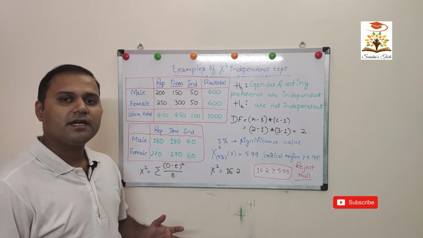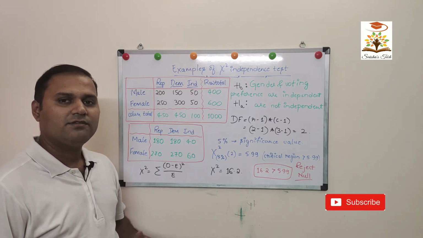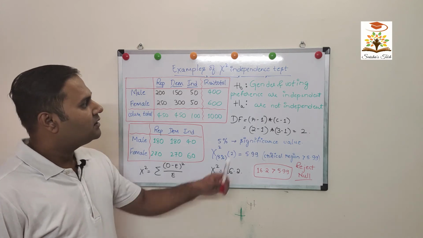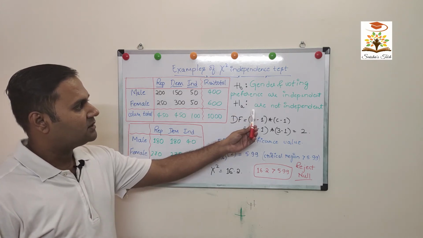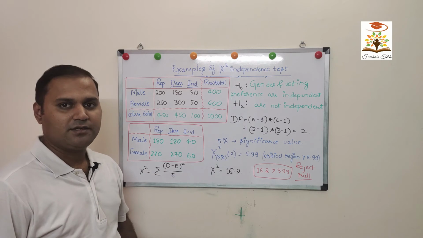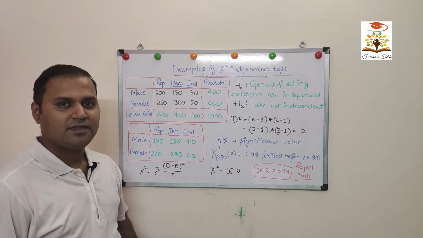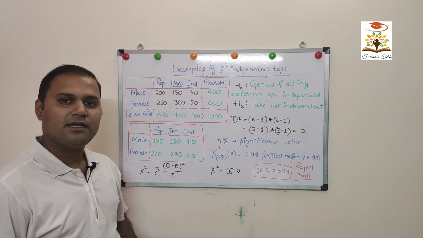So, from the data collected of 1000 voters, we can say that the gender and the voting preferences are not independent. Let us understand the second example of the chi-square independence test.